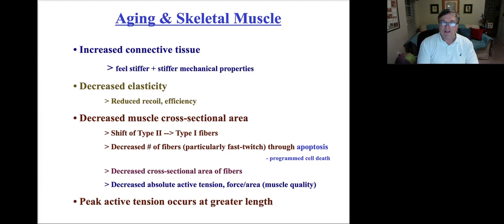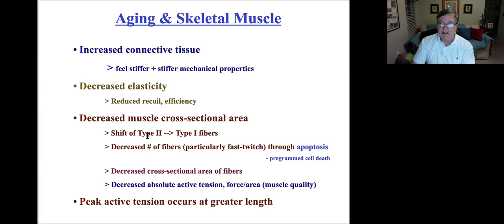Decreased muscle cross-sectional area. We call this sarcopenia. We think today it might be a combination of sedentary lifestyle and aging. It may not be just aging itself until someone gets maybe into their 80s.